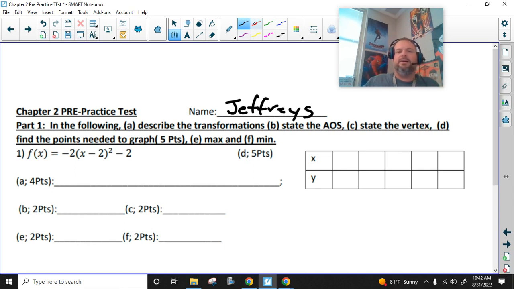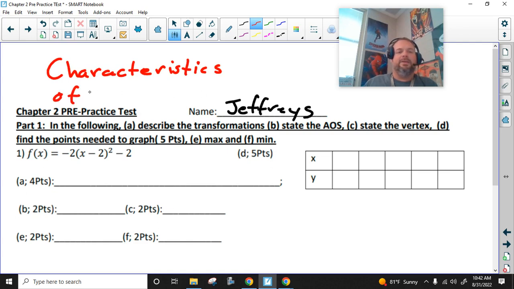Okay. For some people, this is actually the characteristics of quadratics. And this is their graphs. Now, I don't believe in graphing on paper, so this is what we're doing. Okay, now I will tell you this. This is the only one that actually has two things on it.